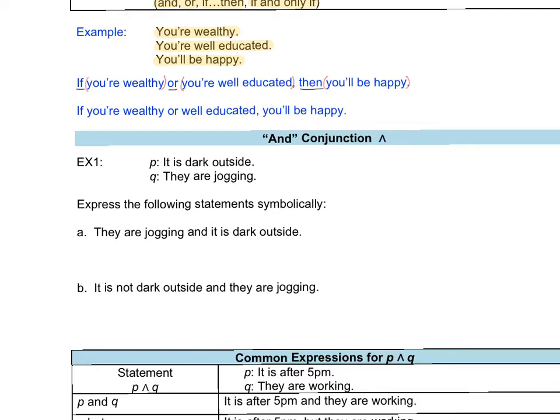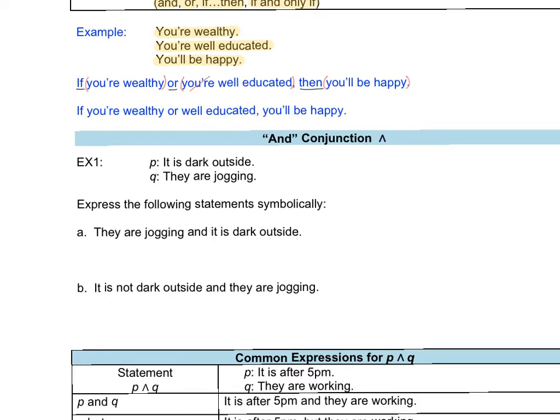Now, they might not be complete simple statements. So for example, if I were to take this statement and play around with it a little bit using my English grammar rules, I can also write, if you're wealthy or well educated, you'll be happy. And these mean the same thing. So notice that this second your, grammatically, I don't need it. I don't need to repeat that. So I can look at if you're wealthy or well educated.